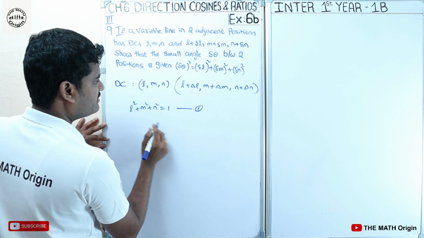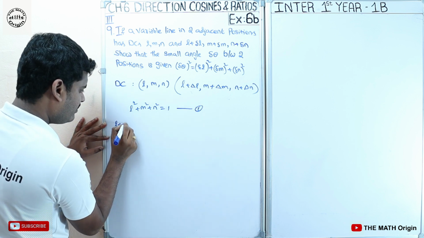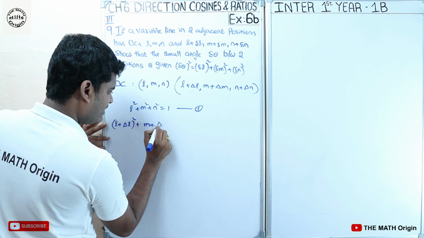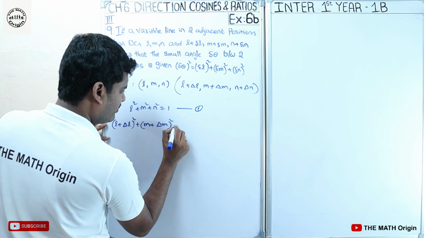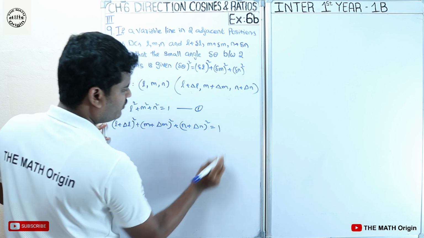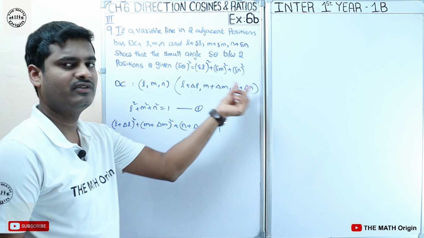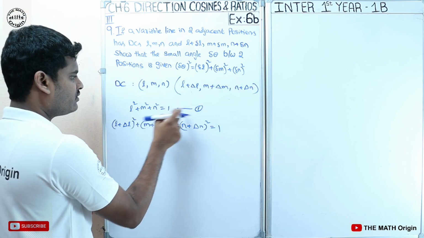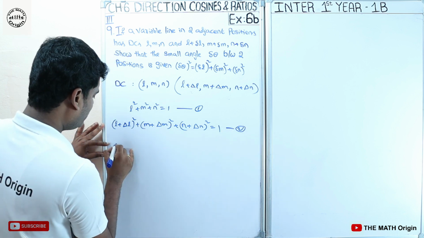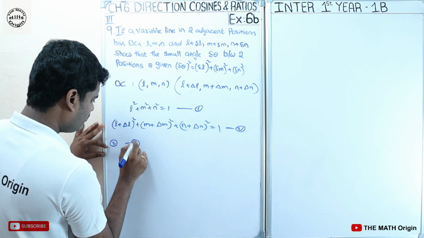Let's take this as equation 1. Then (L plus delta L) whole square plus (M plus delta M) whole square plus (N plus delta N) whole square is equal to 1. I substituted these values in the L square plus M square plus N square equals 1 formula. Now I will take this as equation 2. Now I will do 2 minus 1.